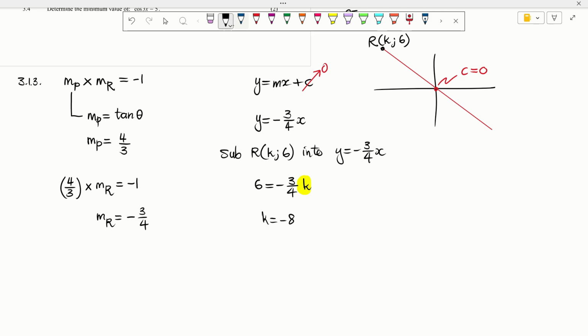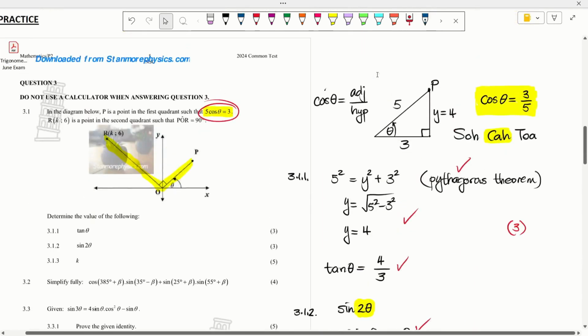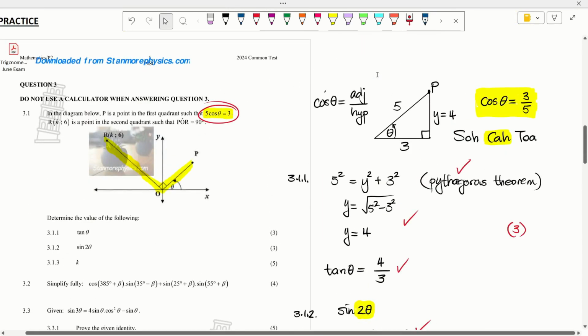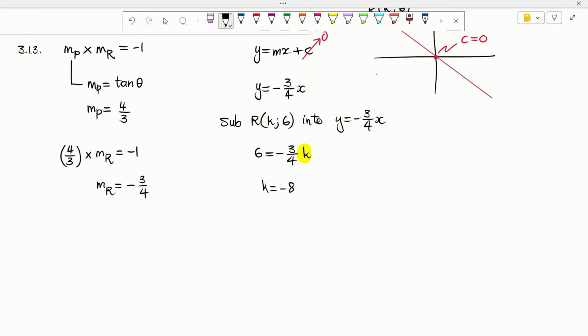So go ahead and check if that makes sense. K is in the second quadrant, and on that side, the x values are negative. So to me, that makes a lot of sense. And that will be the final answer for this question.